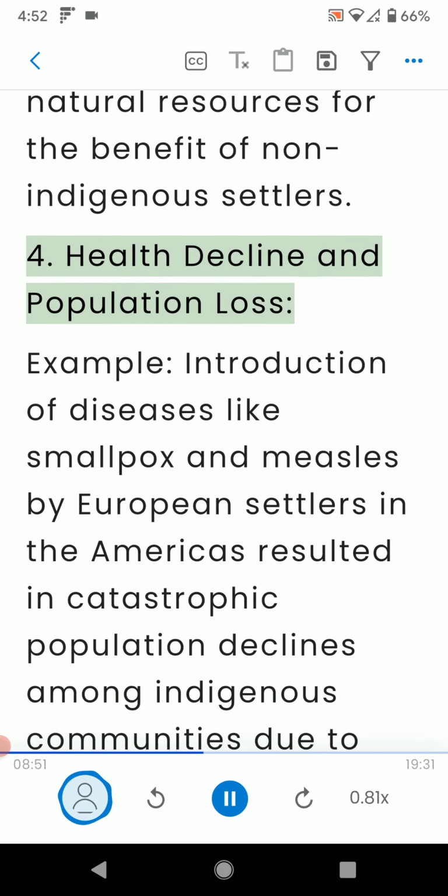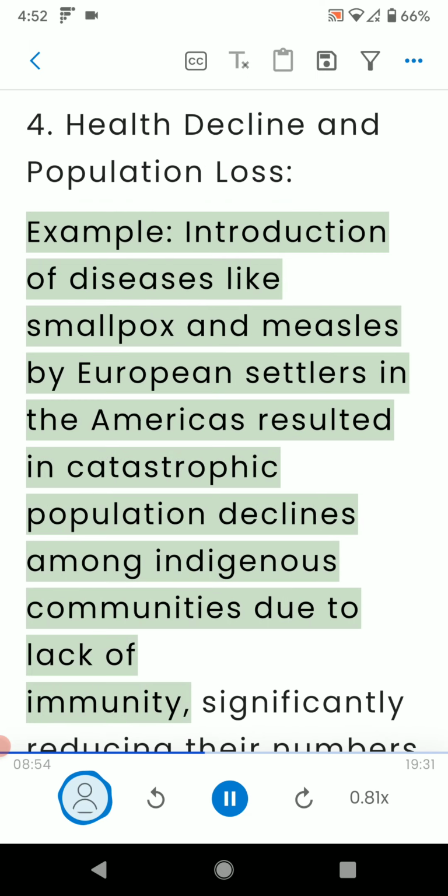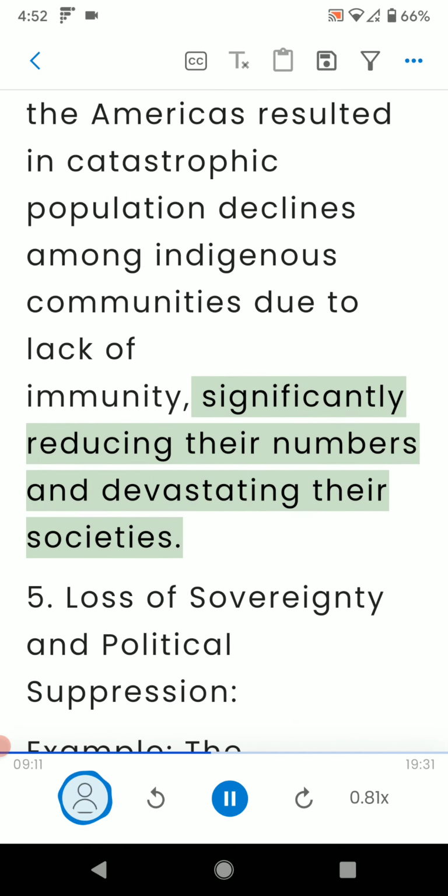4. Health decline and population loss. Example: introduction of diseases like smallpox and measles by European settlers in the Americas resulted in catastrophic population declines among indigenous communities due to lack of immunity, significantly reducing their numbers and devastating their societies.